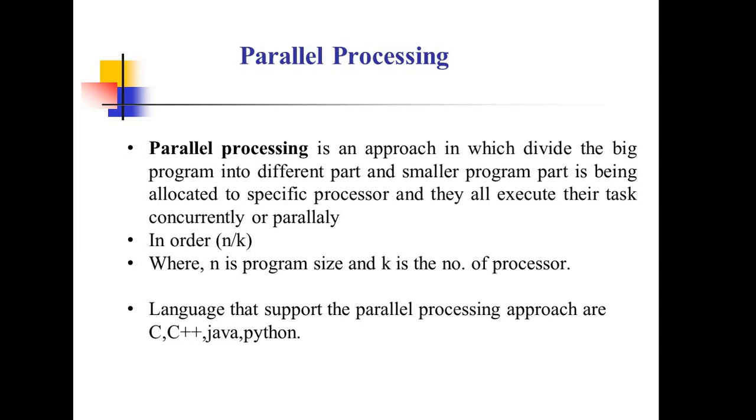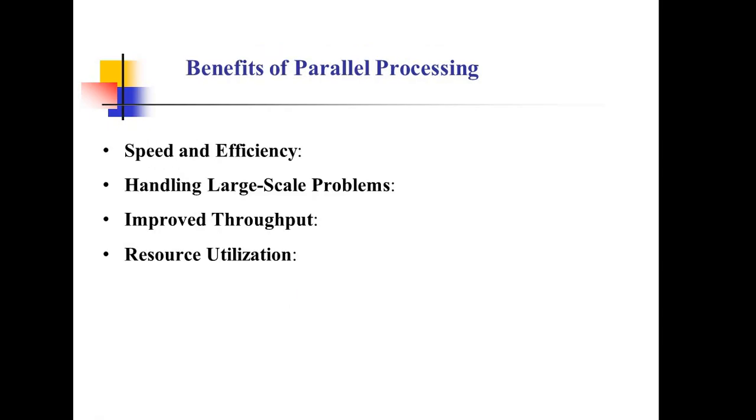Next paradigm is parallel processing. Parallel processing is an approach in which a big program is divided into different parts and each smaller program part is allocated to a specific processor, and they all execute their tasks concurrently or parallelly, in order of n by k, where n is the program size and k is the number of processors. Languages that support the parallel processing approach are C, C++, Java, and Python.